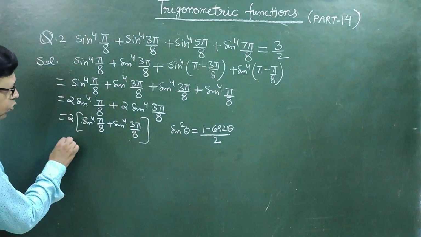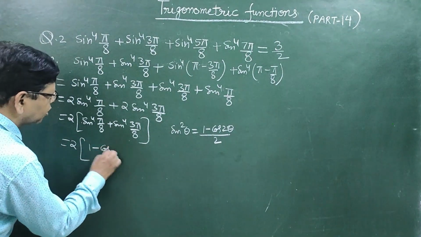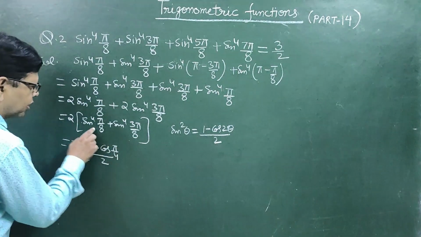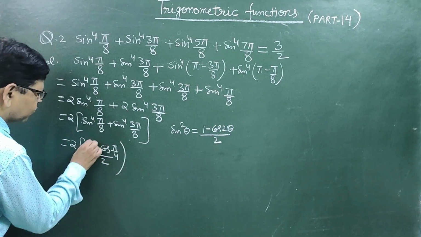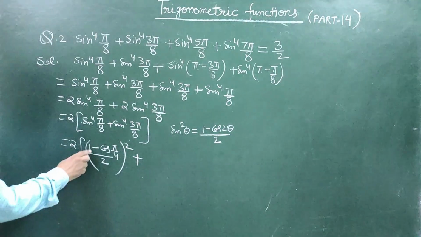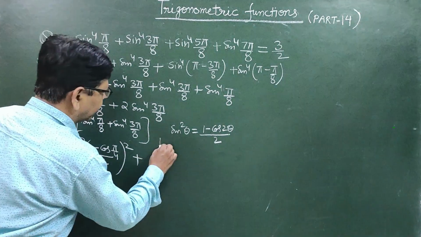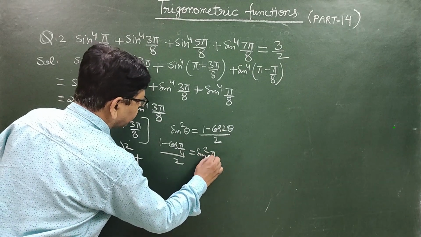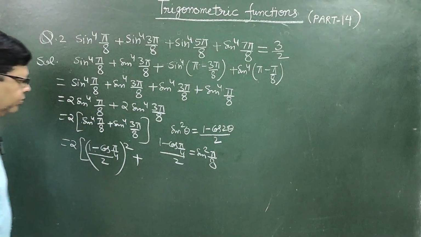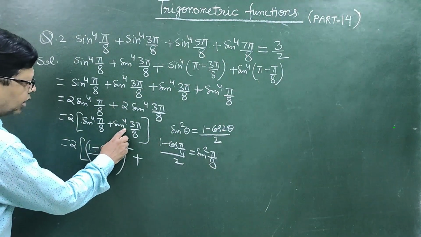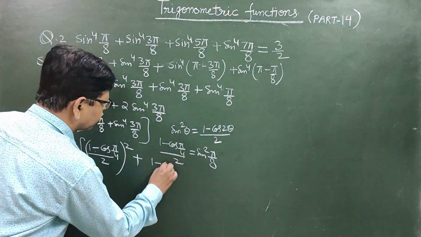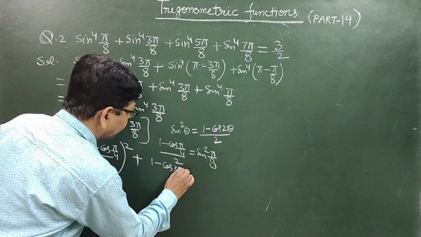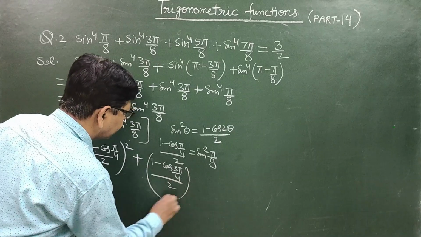So I can write this is equal to 2 into [(1 minus cos twice of pi/8, that is pi/4) upon 2]. This is sine square theta, but we have sine raised to the power 4, its square. Because (1 minus cos pi/4) upon 2 is equal to sine square pi/8. Similarly here, sine square 3pi/8, I can write (1 minus cos twice of this angle, 3pi/4) upon 2 its square.